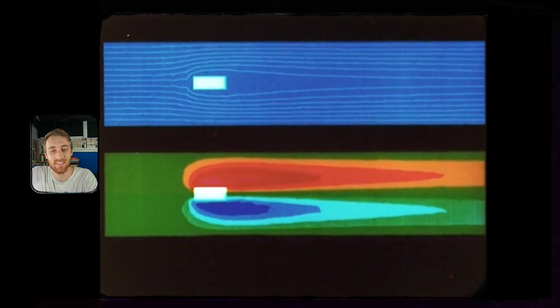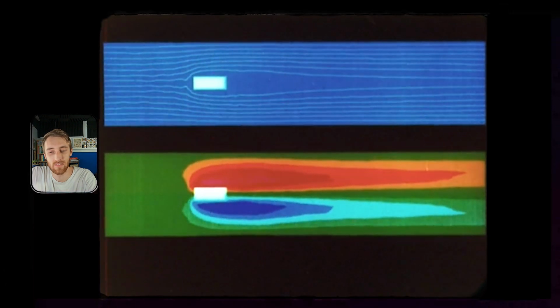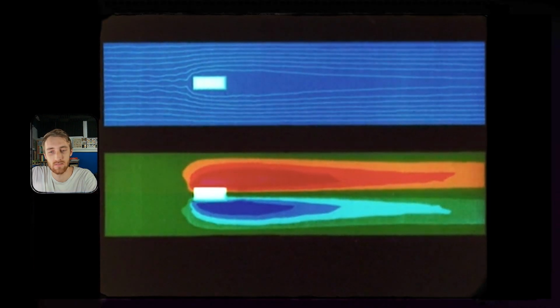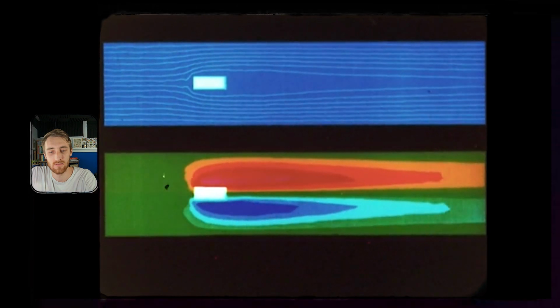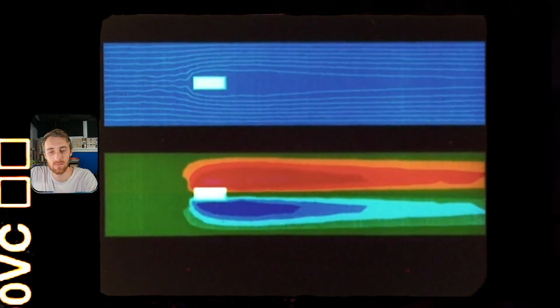At this point, we've made a change in the conditions, equivalent to speeding up the flow. The streamlines change until again they form a steady state.